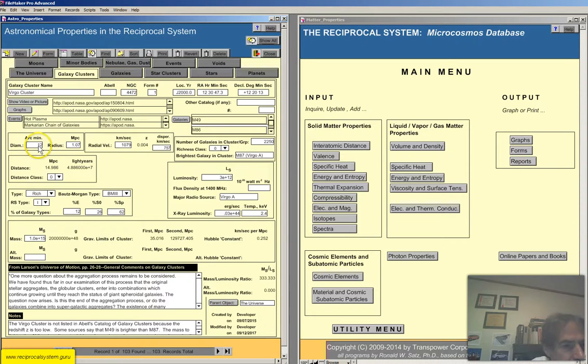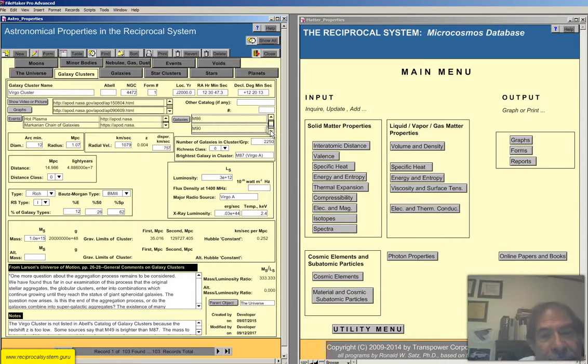Now, some more properties of this cluster. Arc minutes, diameter 12, radius in megaparsecs, 1.07 megaparsecs. The radial velocity is 1079, which gives a z value of 0.004. And the dispersion is 757 kilometers per second. Number of galaxies in the cluster or group, it's estimated to be 2,250. So there's a lot more that could be added. Again, I just put in the main ones, but you can add whatever other galaxies you want.